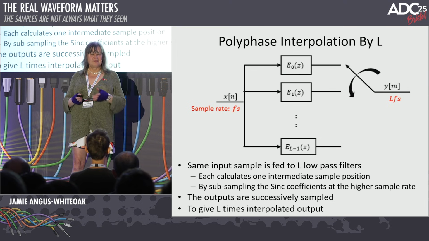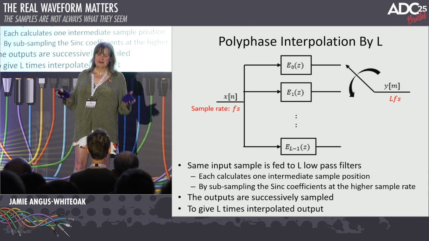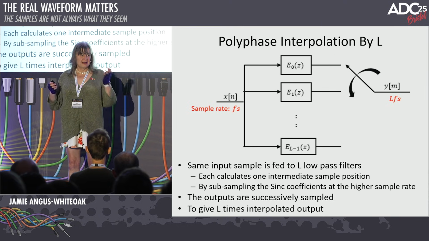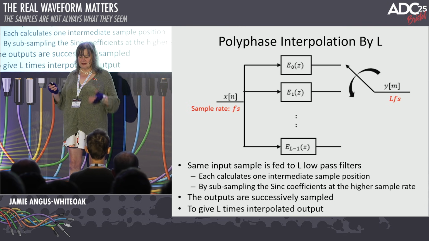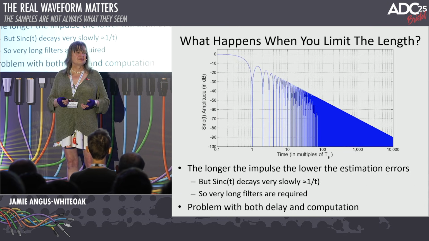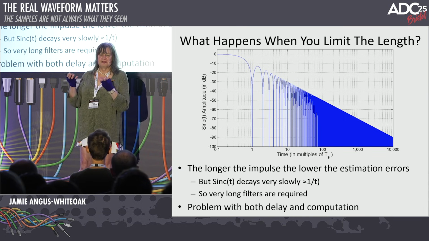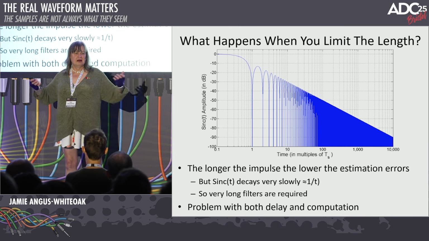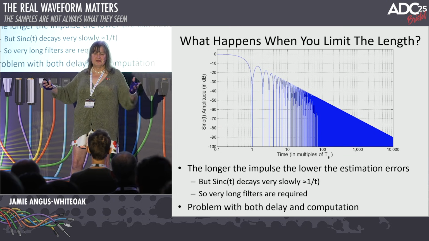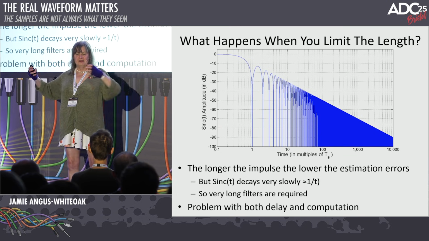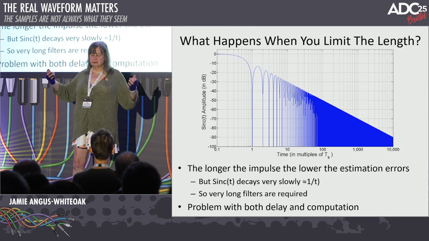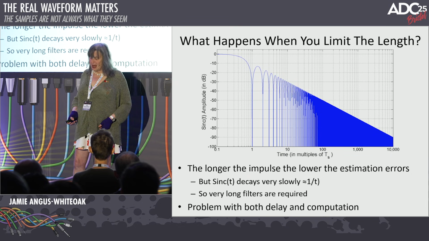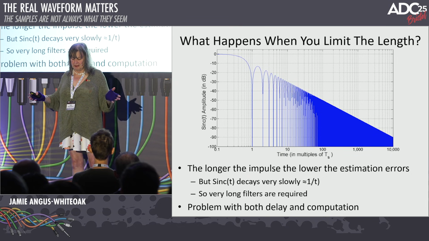So interpolating things is effective. It's a standard and established technique, but because of the infinite length of that sin x over x impulse response, we have this uncomfortable tension between accuracy and length of computation, which can feed into delay as well as computation.